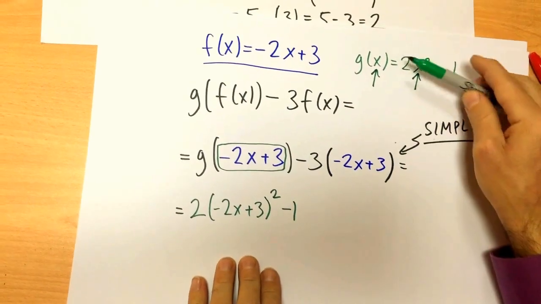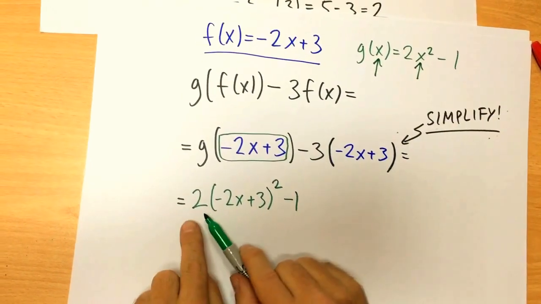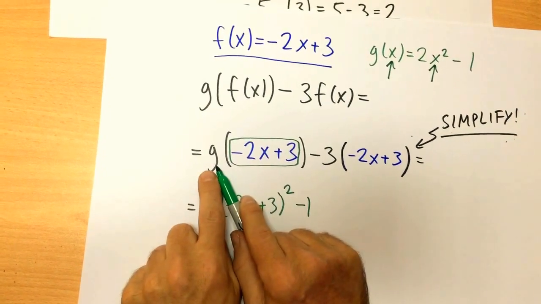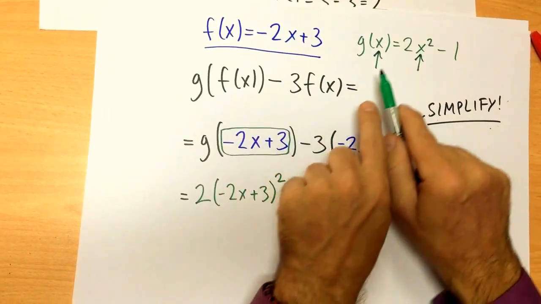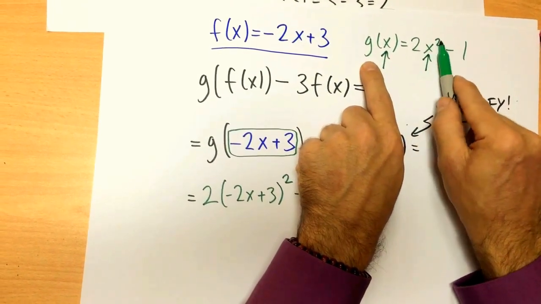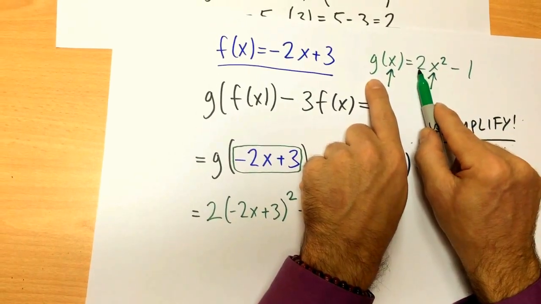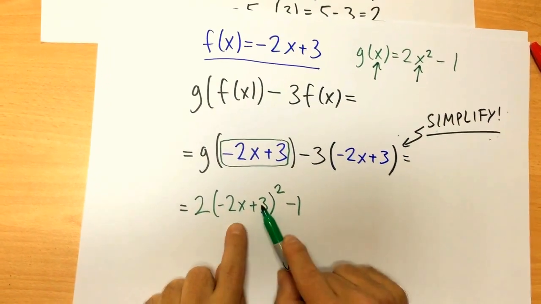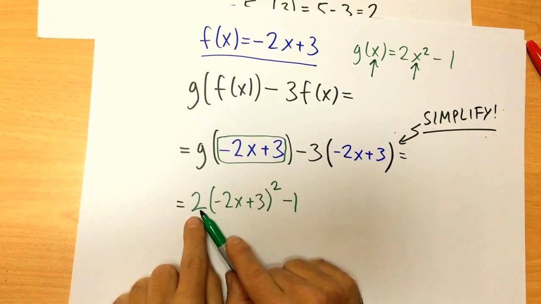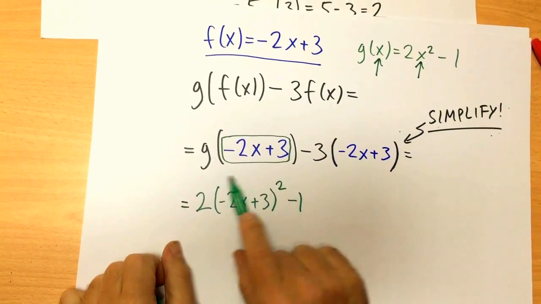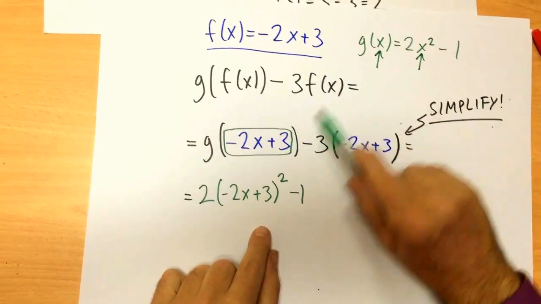So please compare the pattern here. Mathematics is all about comparing patterns to each other. Here's my input, negative 2x plus 3. It's going into the function g. Compared with the rule of g, if my input is x, my g tells me that I need to square my input, multiply by 2, and subtract 1. So I'm going to take whatever input I have here, I'm going to square it, multiply it by 2, and take minus 1. That's all I'm doing. Even though it looks kind of weird, I am following the same pattern, the same rule.